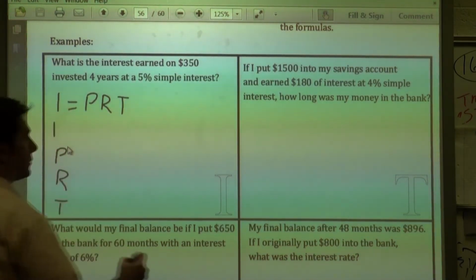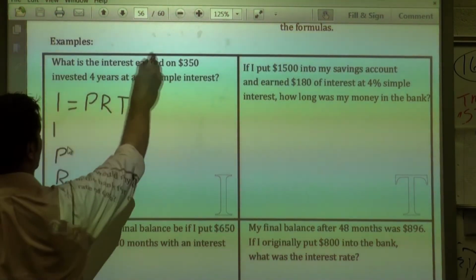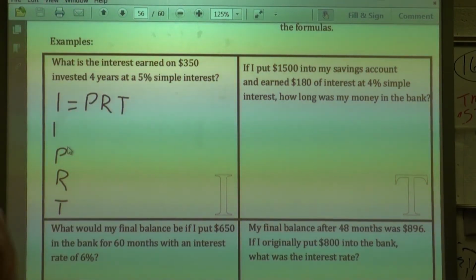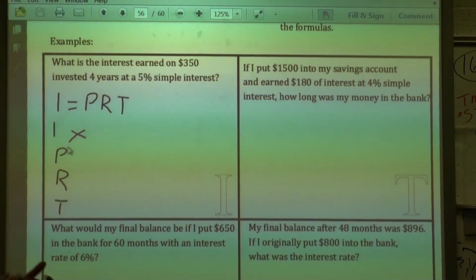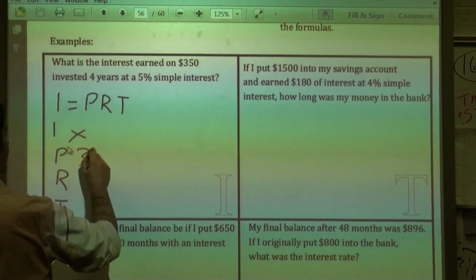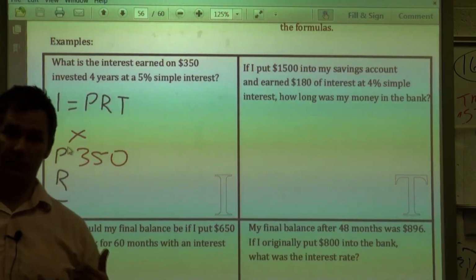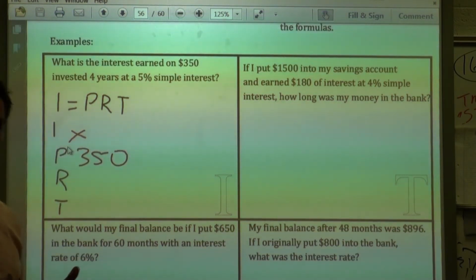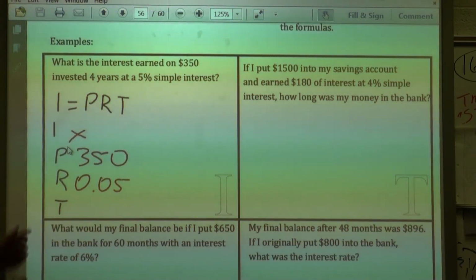Well, let's put this all together and see. I'm looking for interest. Well, right here you can say what is the interest earned. If it's what is, therefore I don't know what it is, I'm gonna put this as an X, because we don't know. That's what we're looking for. Next, our principal, ladies and gentlemen, is the money at the beginning that I invested. Well, I invested here $350. My rate is 5%, but as I mentioned before, you have to write it as a decimal. Therefore, it's going to be 0.05, and our T is 4.